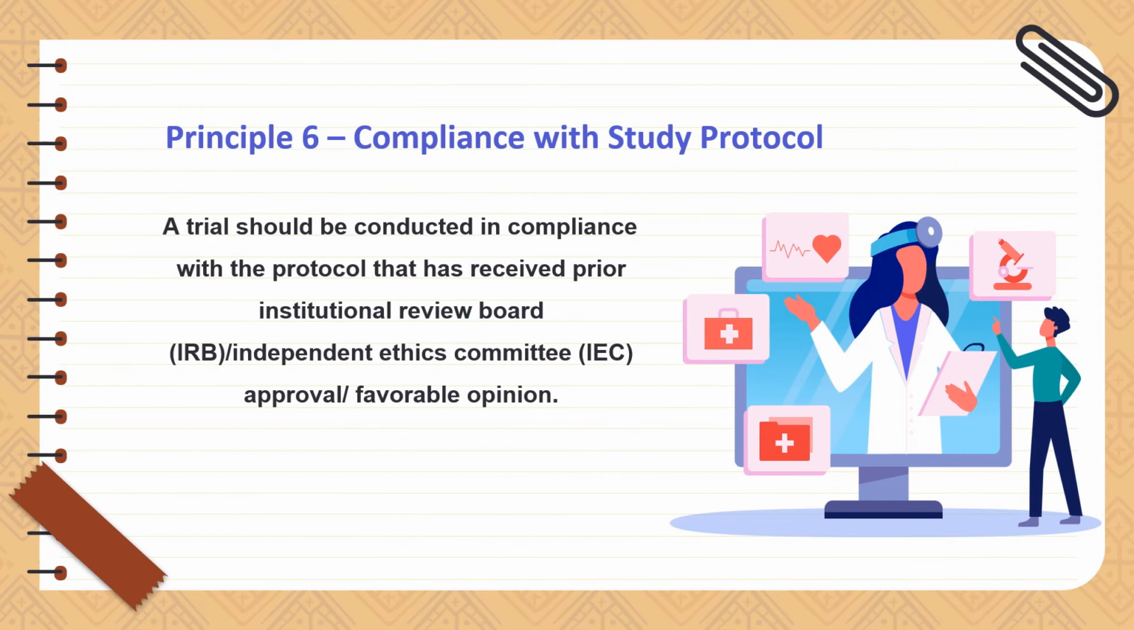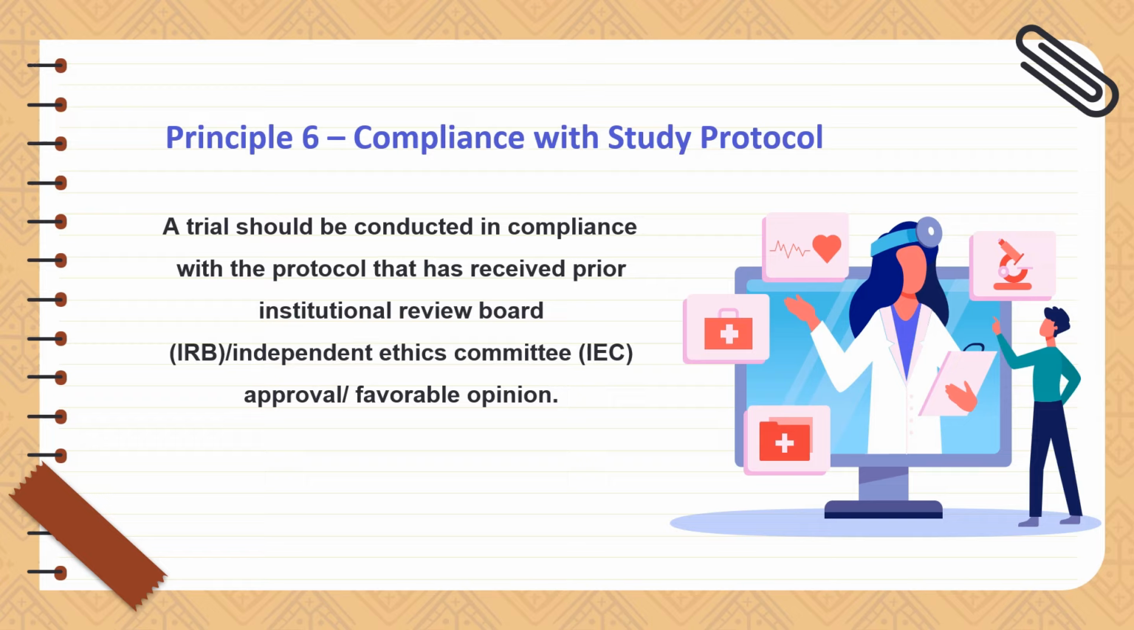Next thing is principle 6. So principle 6 talks about the compliance with the study protocol. A trial should be conducted in compliance with the study protocol that has received prior institutional review board, that is IRB, or institutional ethics committee, that is IEC, approval or favorable opinion. So whenever you apply that you want to conduct a clinical trial, the pharmaceutical company has to take the regulatory approval, that is from the government, and they also have to take the institutional ethics committee or institutional review board approval.